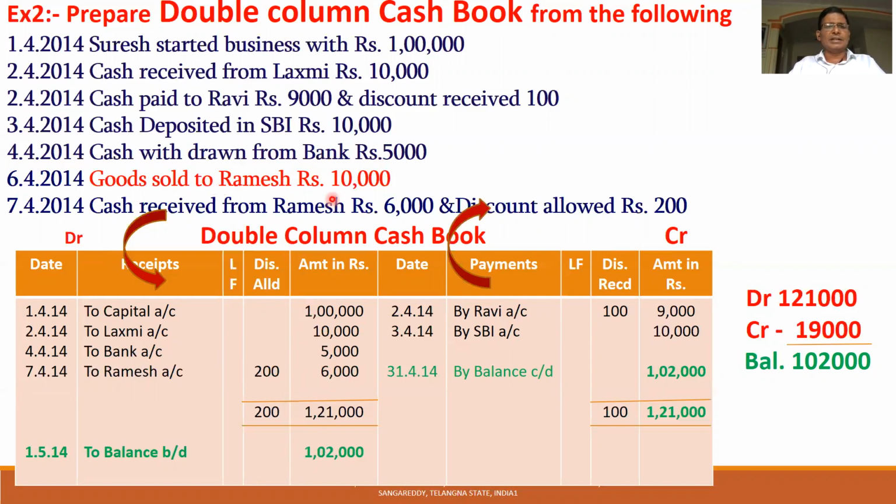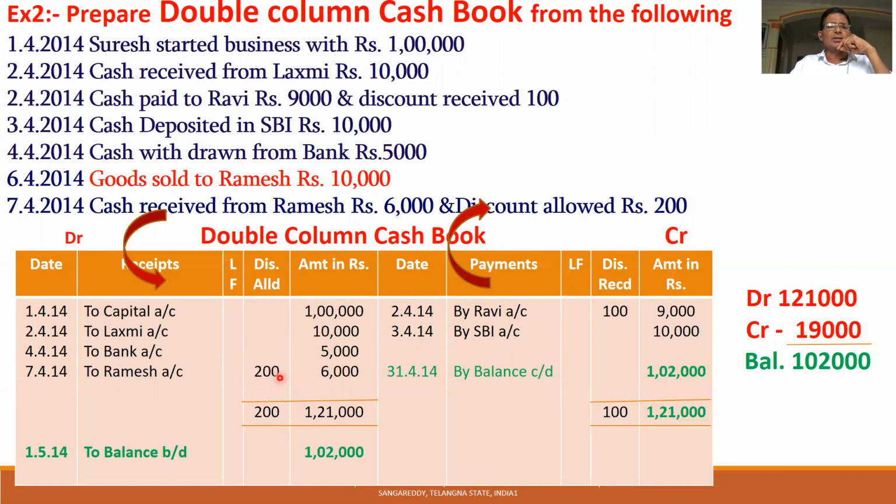Goods sold to Ramesh. This is a credit transaction. This will not appear in the cash book. This appears in the sales book. And cash received from Ramesh, that is a receipt, 6,000 is coming in. We allowed him a discount of 200.